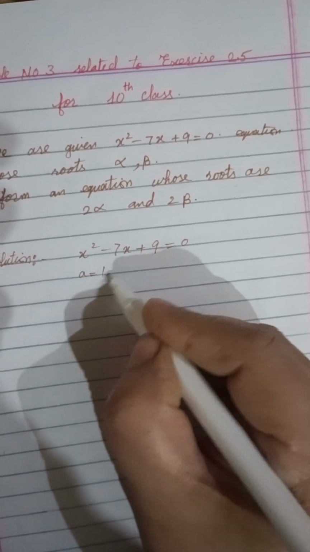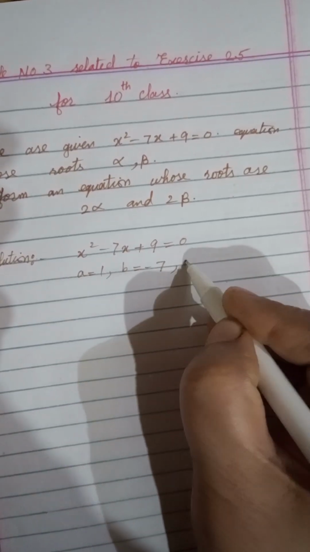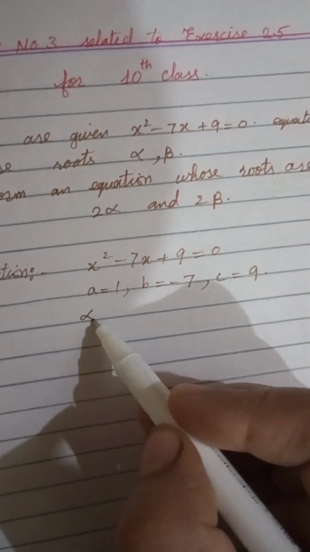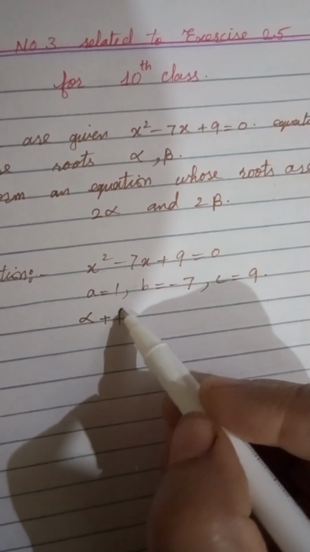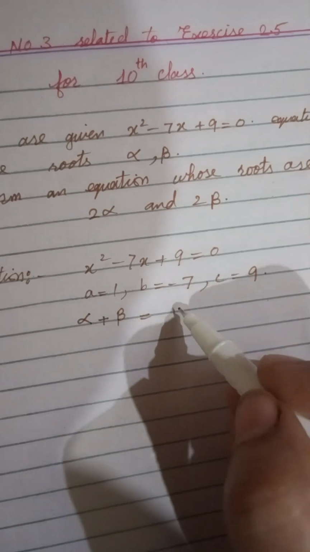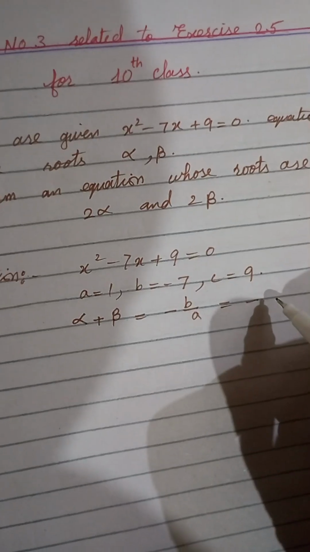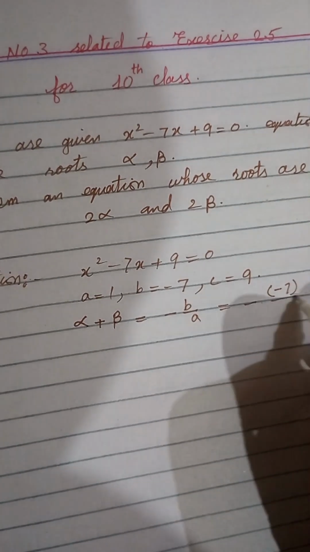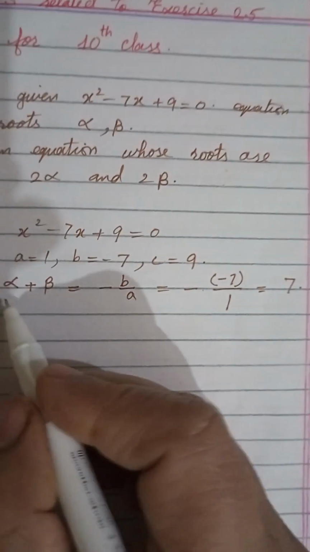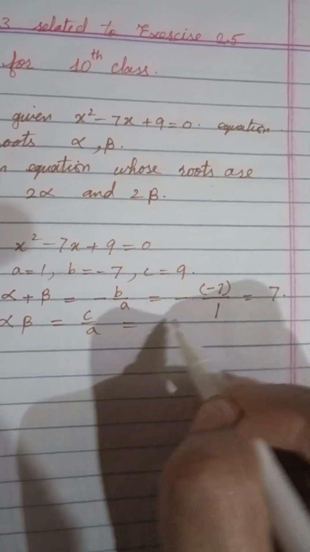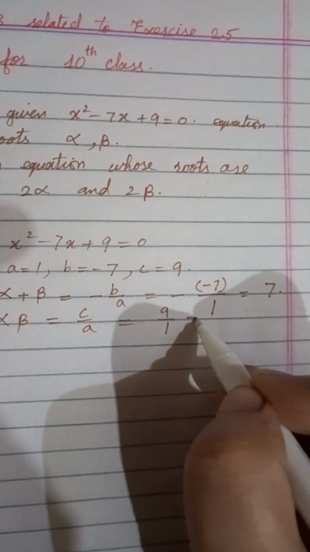Here a is equal to 1, b equal to minus 7 and c equal to 9. Alpha, beta be the roots of this equation. So sum of the roots, alpha plus beta, equal to minus b over a, and b is minus 7 over a is 1, equal to plus 7. Product of the roots, alpha beta, equal to c over a, 9 over 1, is equal to 9.